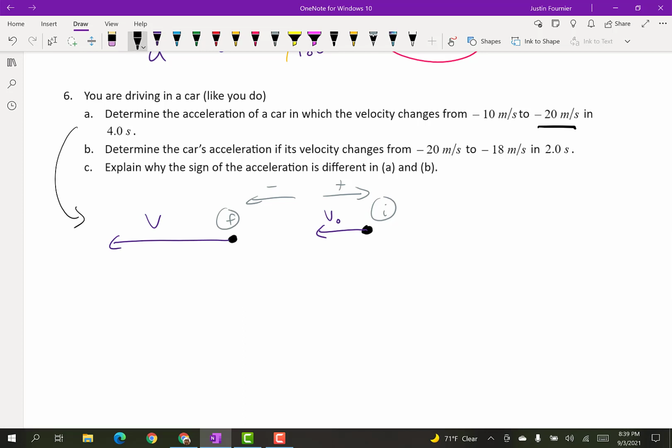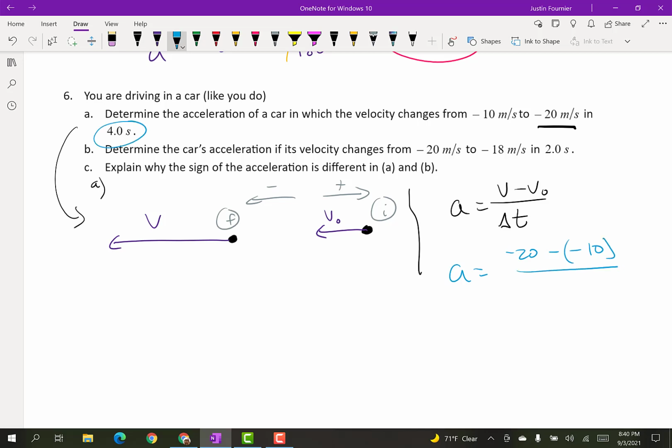Okay. So, and then I want to calculate the acceleration. This is all part A. So the acceleration is the change in velocity over the change in time. I'll say delta t, why not? So the acceleration then is going to be the final velocity, negative 20 meters per second, and the initial velocity is negative 10, so it's minus negative 10, divided by the change in time, which is 4 seconds.